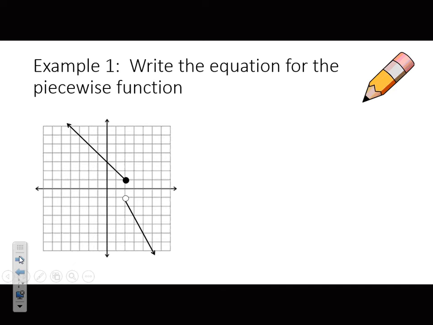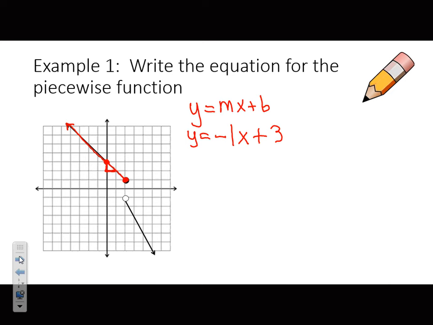Here's our first example. We're going to write the equation of the line for the piecewise function. So here we have 2 different functions. So we'll talk about this one right here that I'm highlighting in red first. We know this is a line, so it's going to be y equals mx plus b. So y equals, if we look at our slope, we just have a rise over run of 1, and it's a negative line, so it's going to be negative 1x plus our b, where it crosses the y-axis, is 3. So there's our first equation.